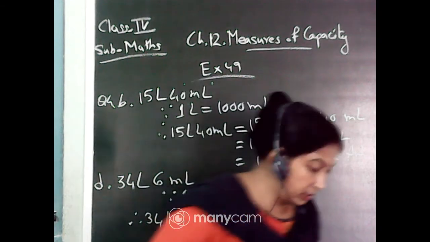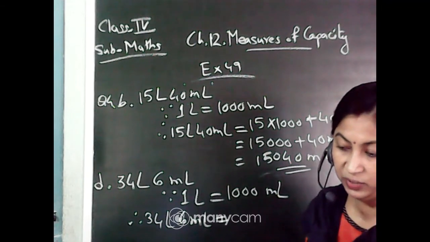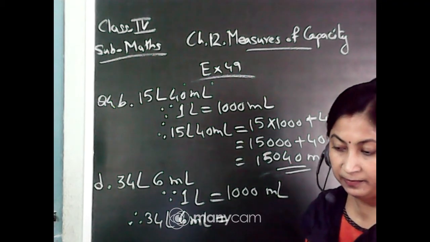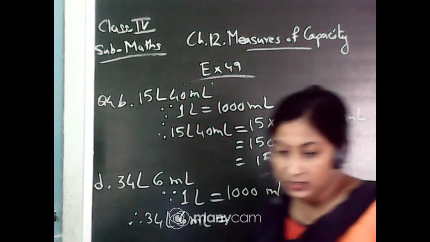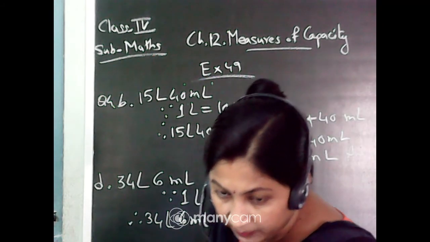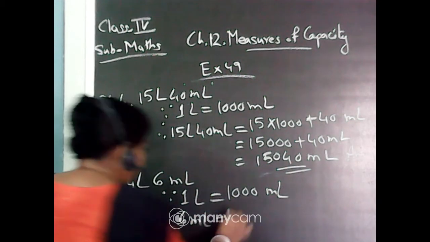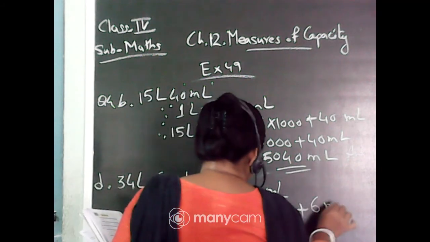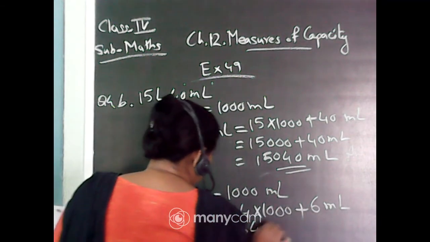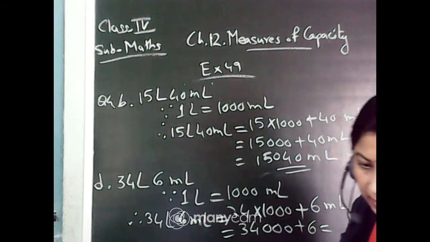Oh, you are not able to see. Now the board is clear to you. I am waiting for your answer. Exactly. You all are giving the correct answers. That means this will be 34 into 1000 plus 6 ml. After multiplication, 34,000 plus 6.